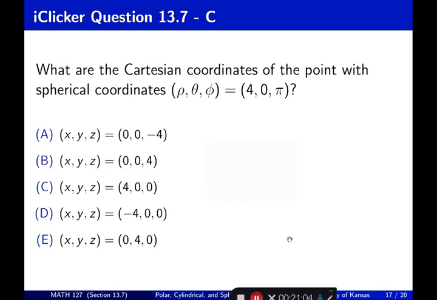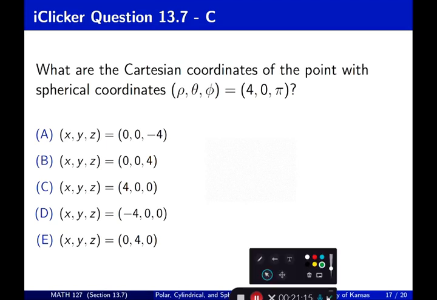I got here question 13.7c. What are the Cartesian coordinates of the point with spherical coordinates rho, theta, and phi equal to 4, 0, and pi? Take a little break and compute the Cartesian coordinates for this point, and we do it together.